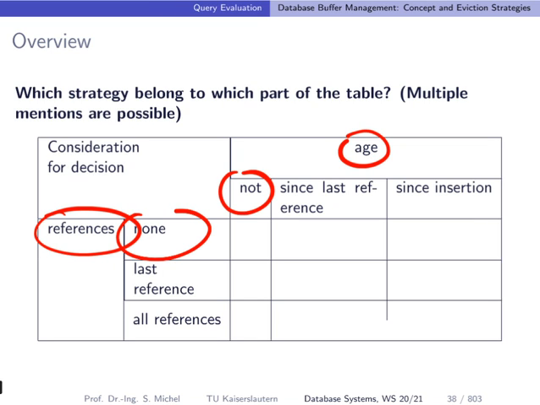And then with this strategy you would not use any information. That's of course the random strategy, right? It would be totally random and not using any information. If you're looking at this box here, you would not look at the references, and you only look at the time of the first insertion.